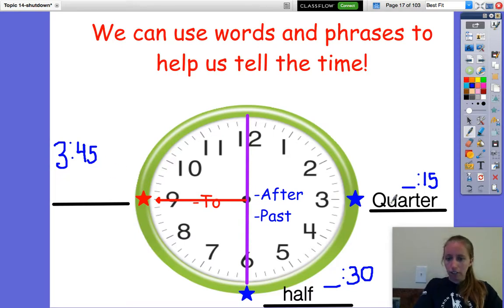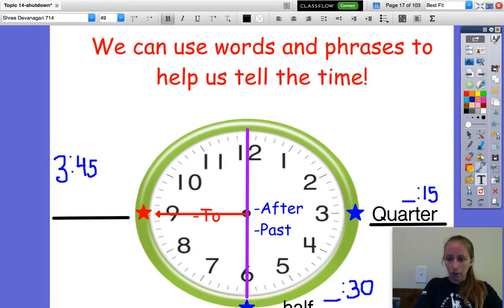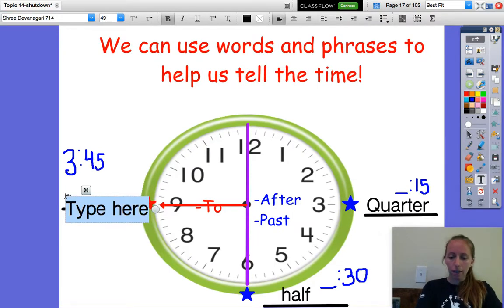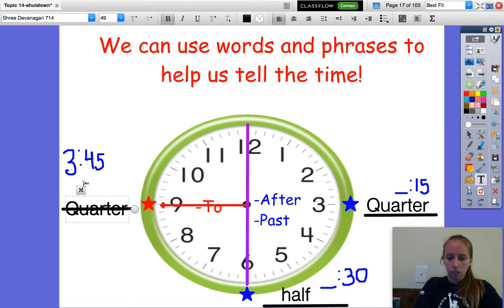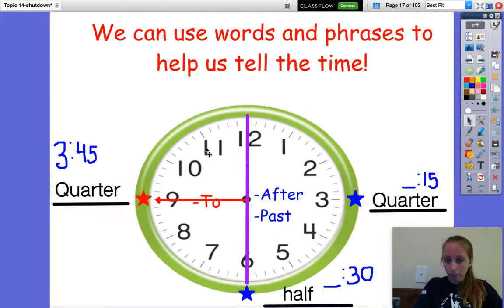And just like over here, this is also a quarter. So it's a quarter of an hour, 15 minutes, right? 5, 10, 15 minutes until the next hour. Okay, so it's a quarter to for this time. If it's 3:45, how many minutes until the next hour? It's a quarter to 4 o'clock.